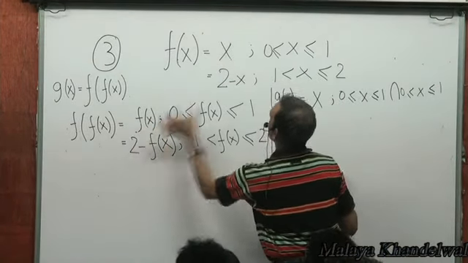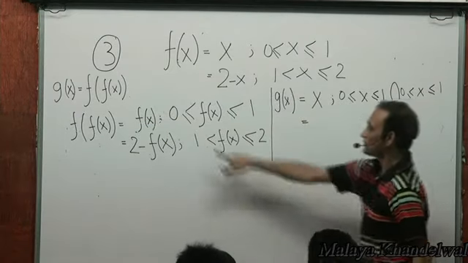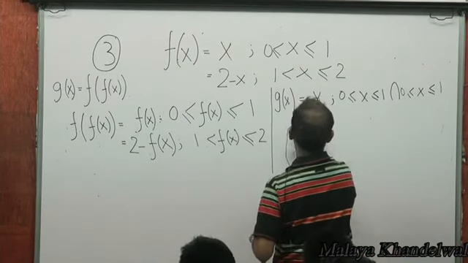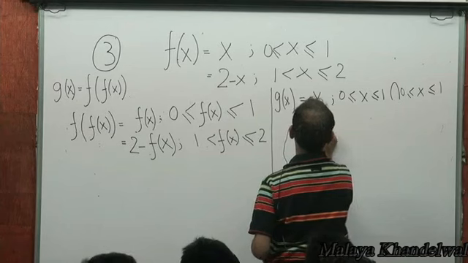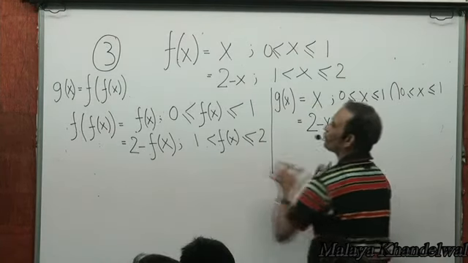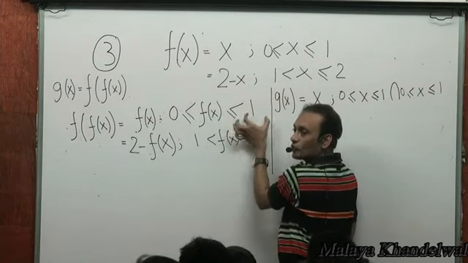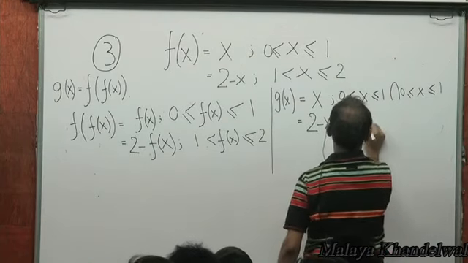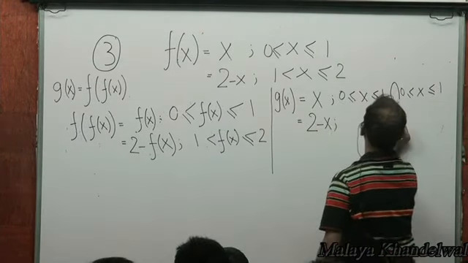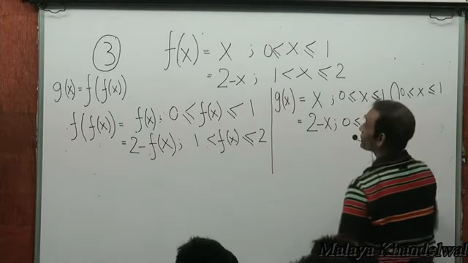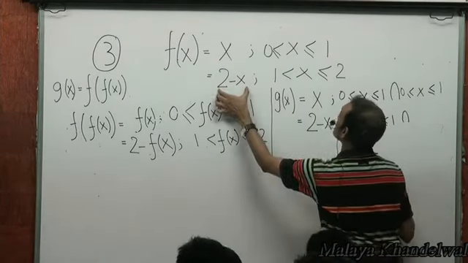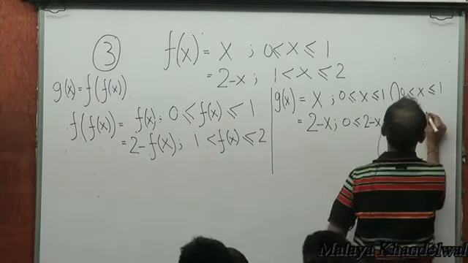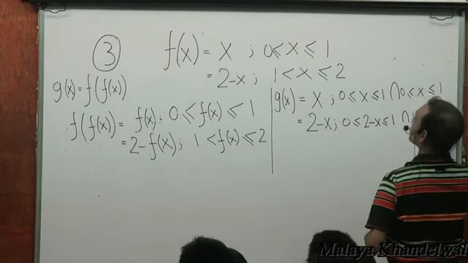Second possibility. f(x) is 2 minus x. Right? That's the second possibility for this line of description. f(x) is 2 minus x. Now, no matter what you have chosen as f(x), f(x) must lie between 0 and 1. So in this case, 2 minus x must lie between 0 and 1. Right? But the moment you choose f(x) as 2 minus x, x must also lie between 1 and 2. Yes or no? Right? So x must be greater than 1, less than or equal to 2. Yes.